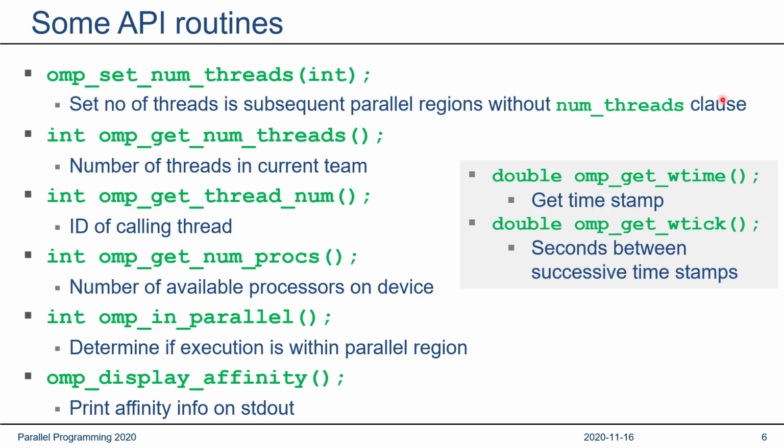And then there are two timing functions. Of course, I told you how to measure wall clock time from your program with a POSIX compliant function, but OpenMP has also its own timing function, which is omp_get_wtime. It gets you a timestamp, just like our get timestamp routine from the example codes. And omp_get_wtick gives you the seconds between successive timestamps. So that's like a measure for how fine-grained you can measure the time. That's quite interesting. So if you know that you'll always be using OpenMP, then you can also use these OpenMP API routines to measure the time.